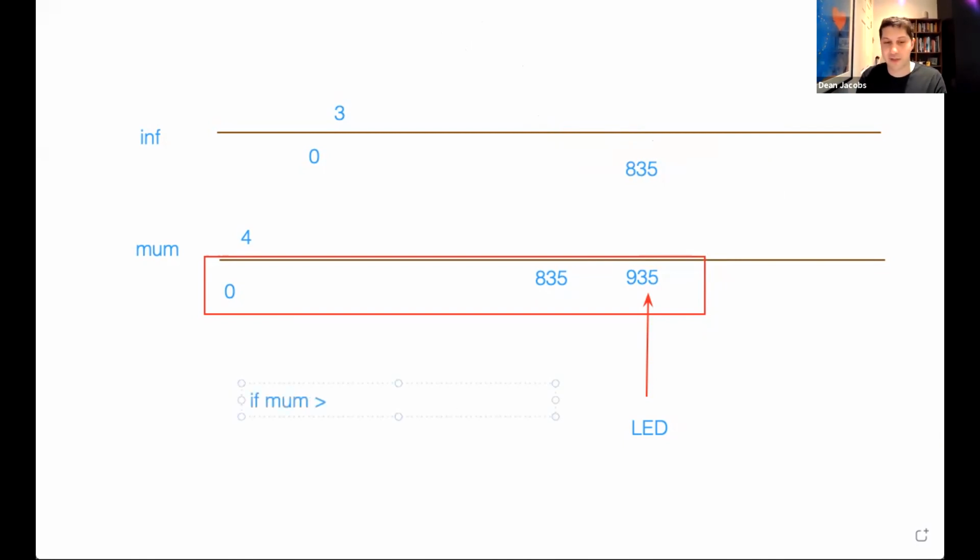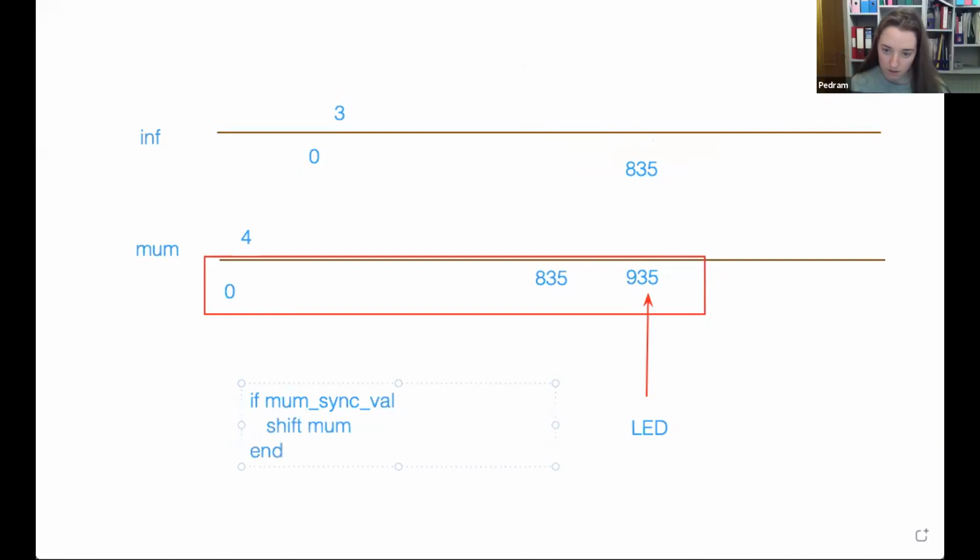And is the sync value? If the mum's sync value is larger or less than, then we're gonna shift mum. I'm just gonna write shift mum. Larger than.